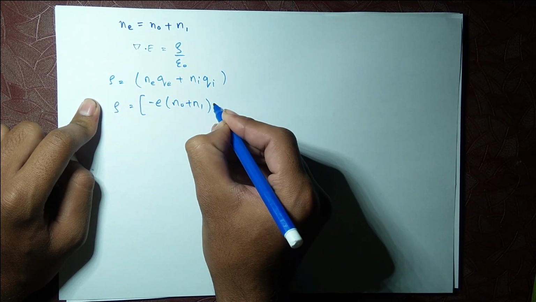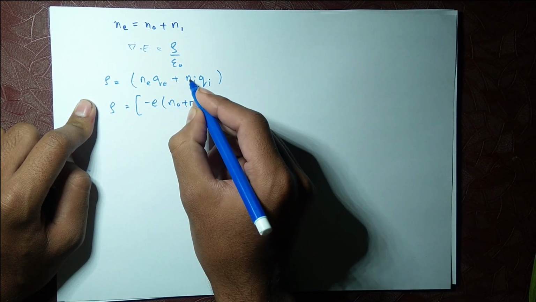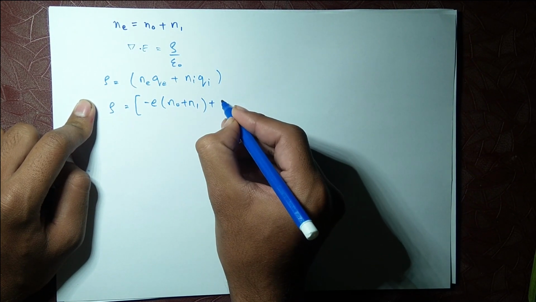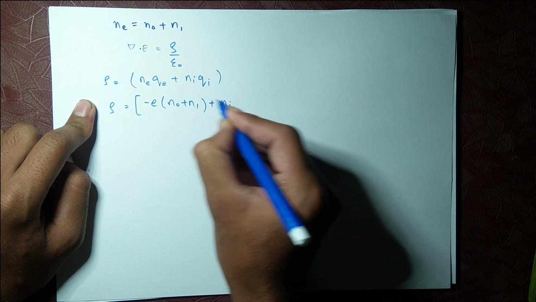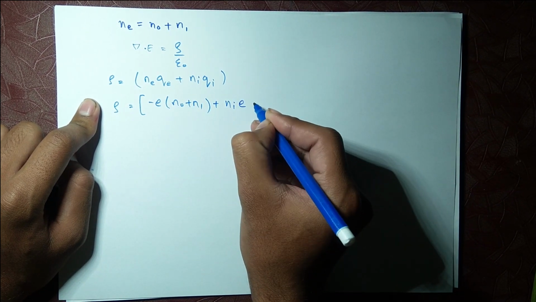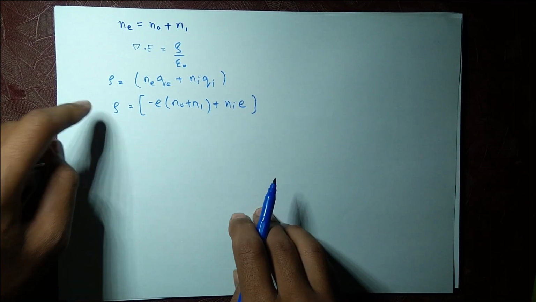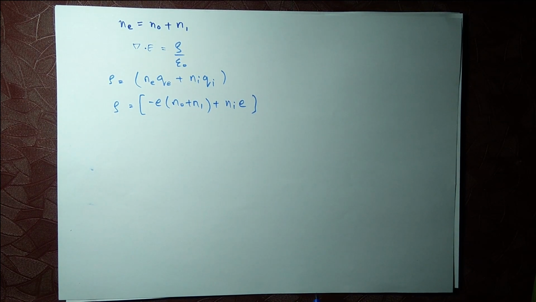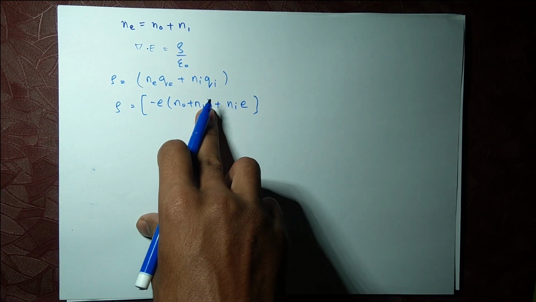And rho equals plus e times Ni, where Ni is the ion density. Okay, so the first thing we do is multiply this term here.